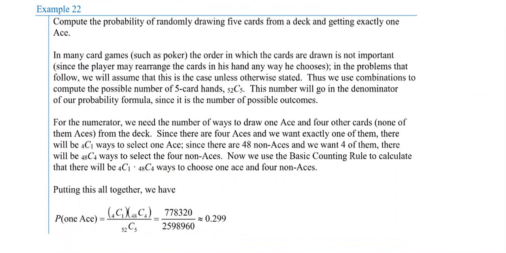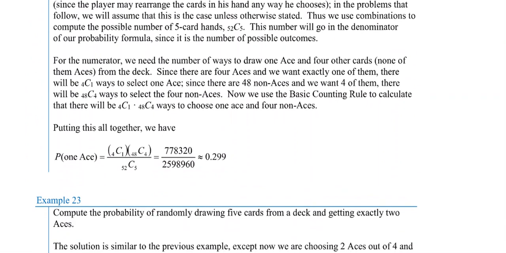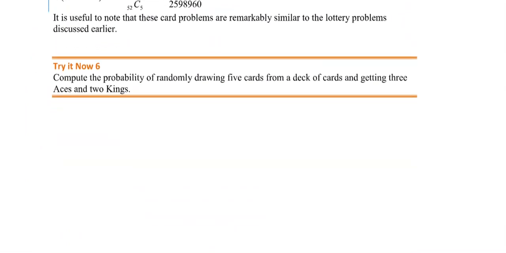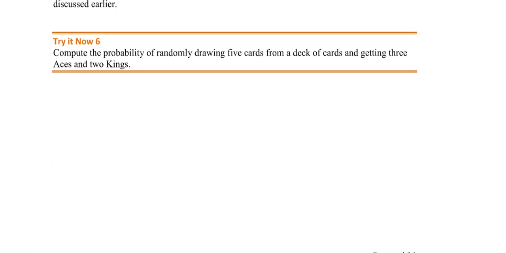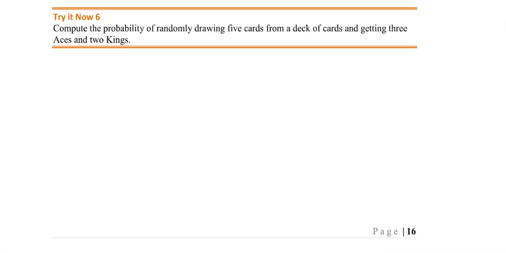Okay, so I'll let you guys look through these ones. I'm going to skip down to the try it now one, because it's going to be a similar question here. All right, so this one says compute the probability of randomly drawing 5 cards from a deck of cards and getting 3 aces and 2 kings. Okay, so probability is equal to favorable over total. All right, so let's figure out our favorable here.